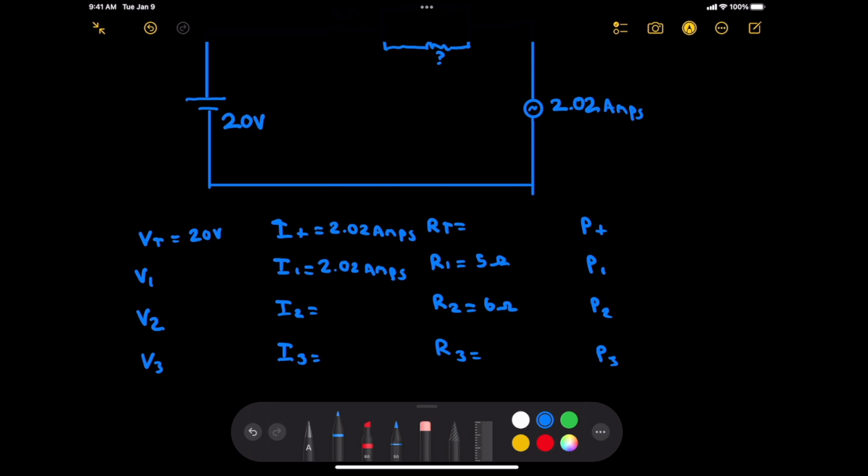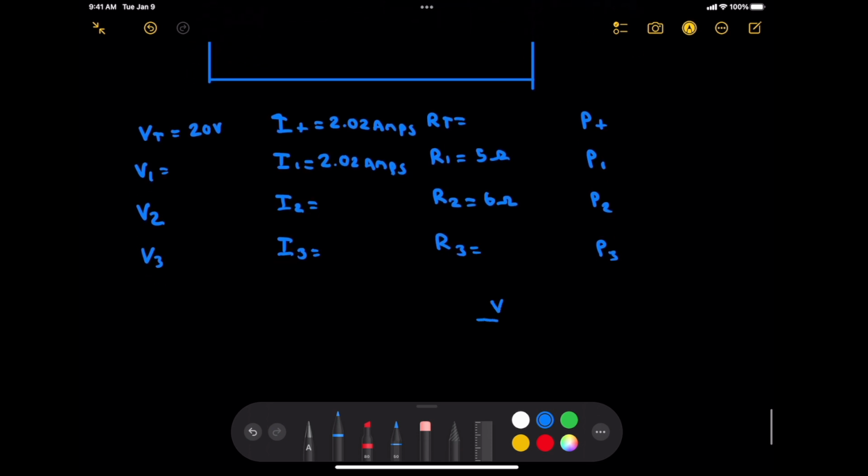So let's first solve for what we know. We know what R1 is and we know what I1 is, so we can find what VR1 is. To do that, we bring up the triangle, V I R, and we're looking for voltage. So let's cover the voltage, and it's I times R. 2.02 amps times 5 ohms is going to be 10.1 volts. All right.